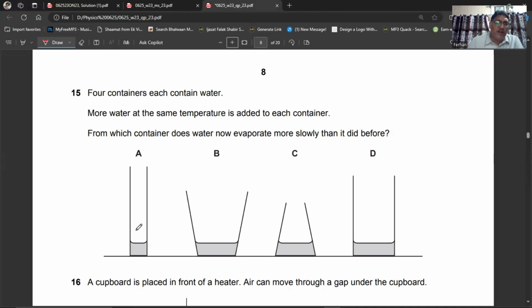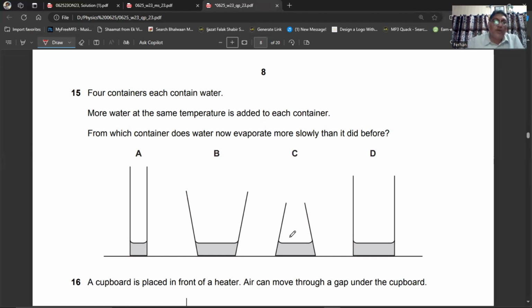So in this container, if you add more water, the surface area will remain the same. So the rate of evaporation will not change. In this one, when you add more water, the surface area will increase. Now the rate of evaporation will increase. In option D, because it is straight, when you add more water, the top surface of the liquid will not change in area. So the rate of evaporation will not change.